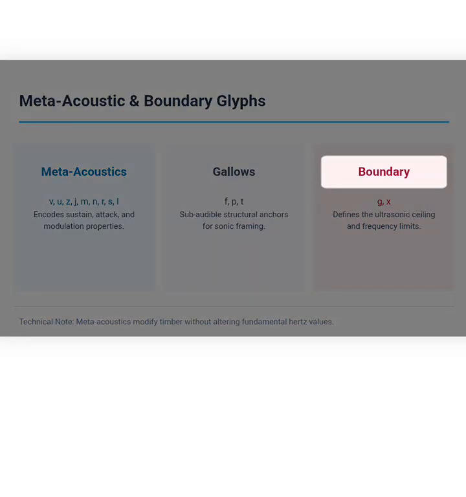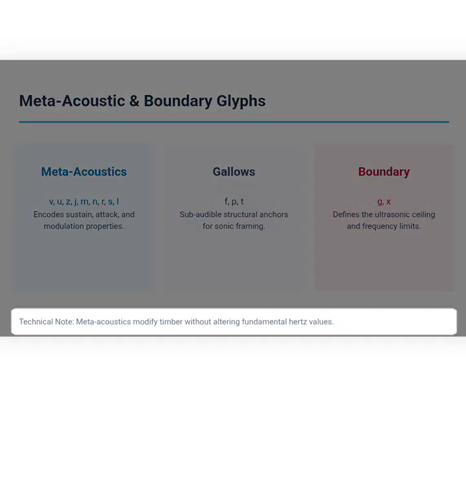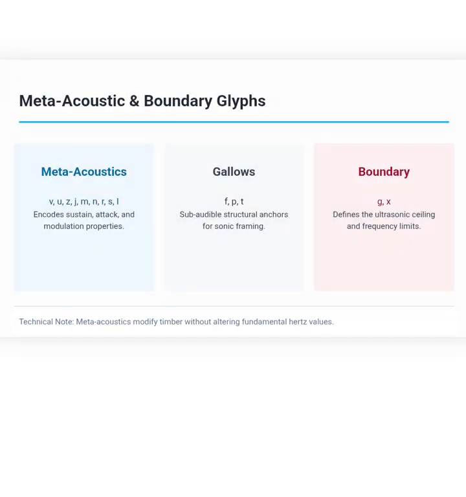Moving to the edges of our spectrum, the boundary glyphs G and X define the ultrasonic ceiling. These are critical for mapping the frequency limits of the eidophonic field, ensuring the data doesn't bleed into chaotic noise at higher registers. I want to emphasize the technical note at the bottom. Meta-acoustics modify timbre without changing pitch. This distinction is the key to mastering the 3/5 glyph key structure. Now, considering the invisible nature of the gallows glyphs, how might their absence affect the physical stability of a cymatic pattern?